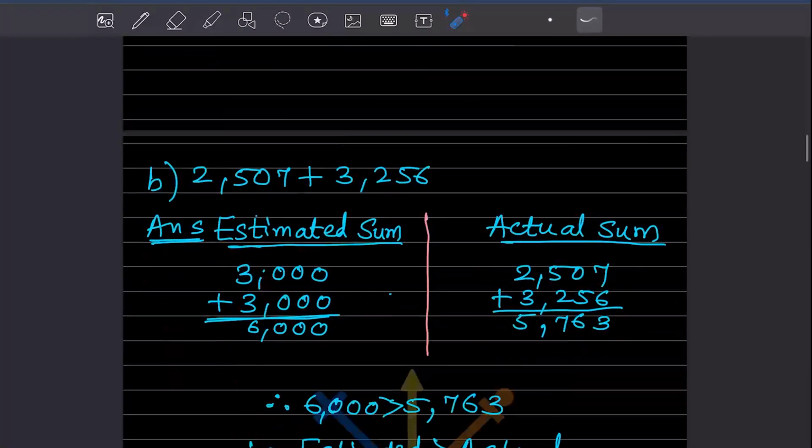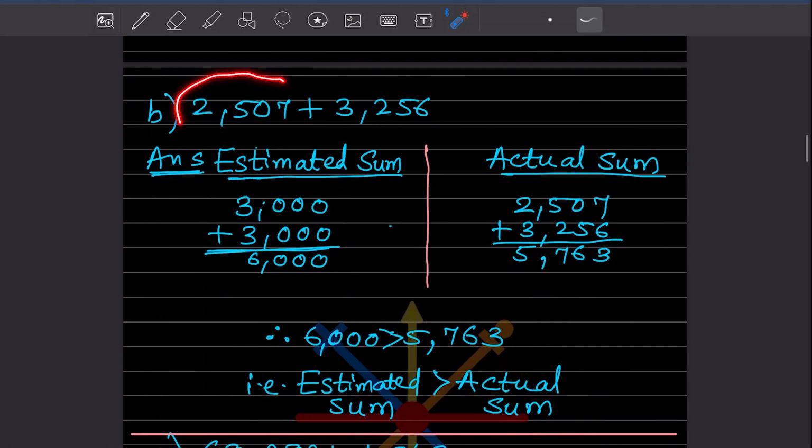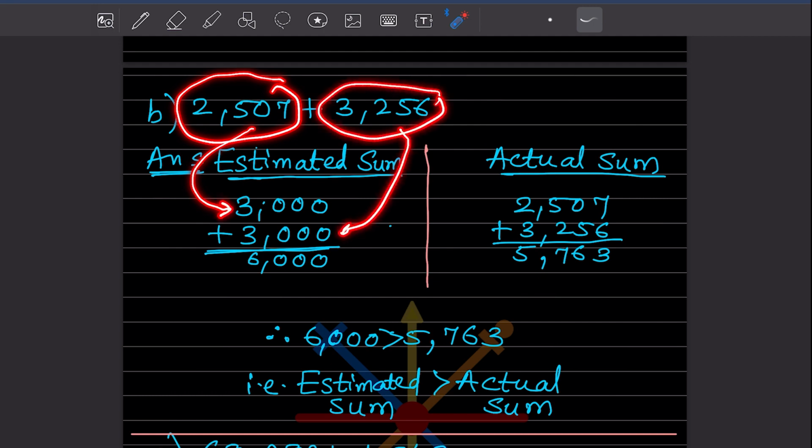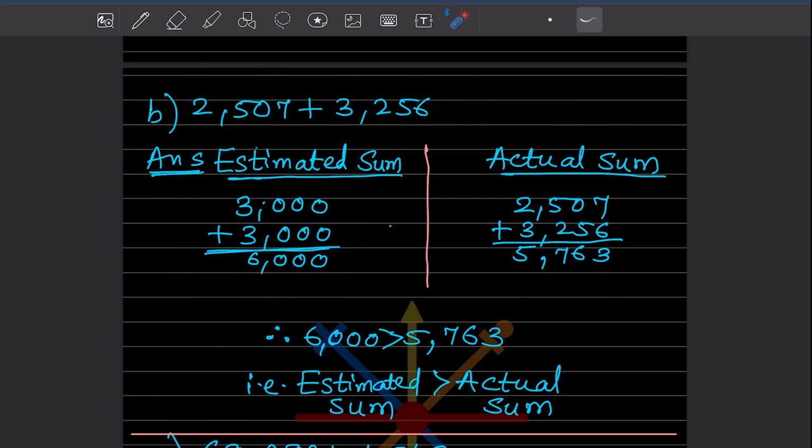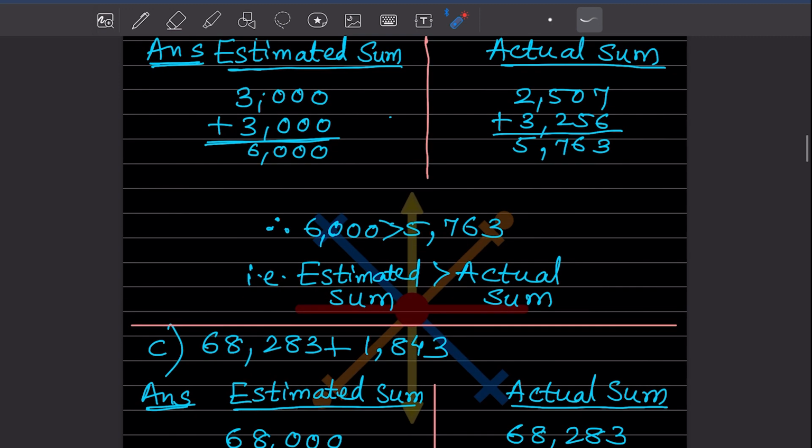Okay. Same thing over here. Now what are you going to do? 2,507 becomes 3,000. 3,257 becomes 3,000. This is for the rounding. When you add, it comes out to be 6,000. Then this is the actual sum. You are going to write both the numbers. This comes out to be 5,763. So definitely 6,000 is greater than 5,763. So the estimated sum is greater than the actual sum.